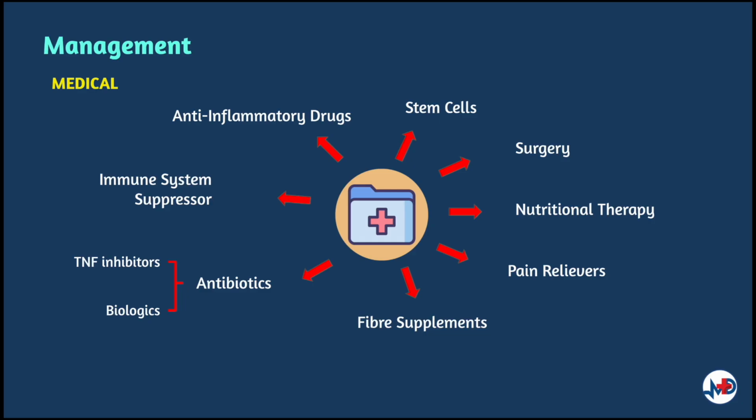TNF inhibitors work by blocking a protein that causes inflammation, and some examples include infliximab and adalimumab. These drugs are used to treat moderate to severe Crohn's disease in people who don't respond well to other medications. They block inflammation in a different way as compared to other TNF inhibitors. Rather than blocking TNF, they block a substance called integrin, and these are known as natalizumab and vedolizumab.